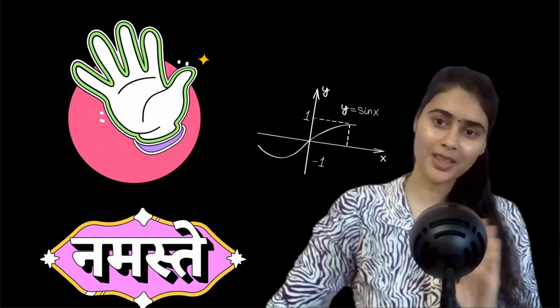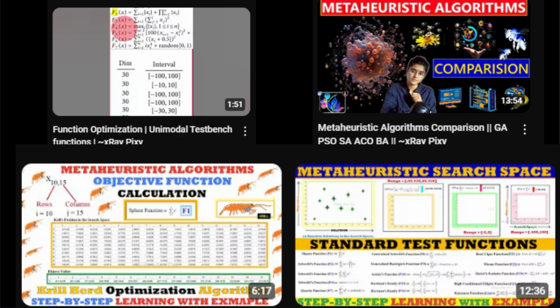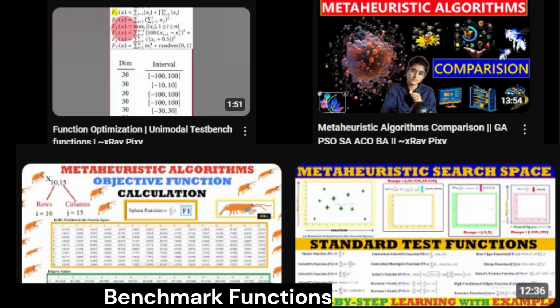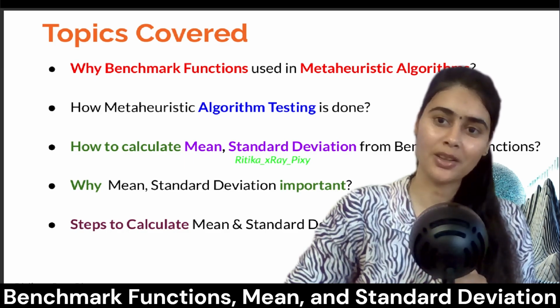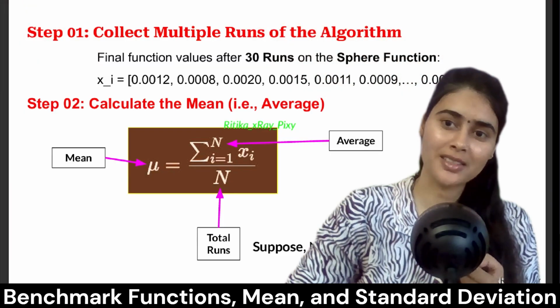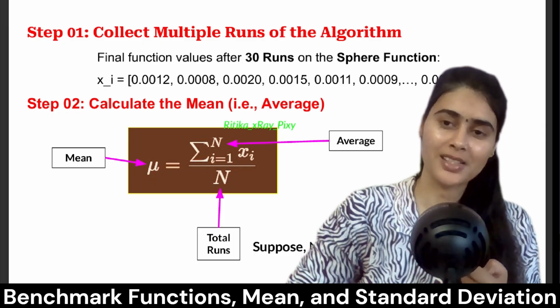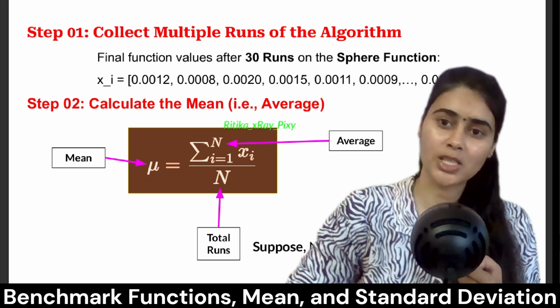Hello everyone, happy learning. As you can see here, we already covered benchmark test functions and the important role of benchmark test functions in optimization. Today, in this video, we will understand how we can calculate mean and standard deviation of benchmark test function for any optimization algorithm. And we will use a numerical example to calculate mean and standard deviation of benchmark test function for any optimization algorithm.